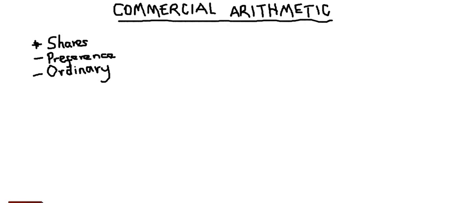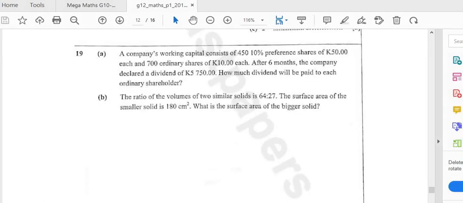So normally the calculation involving shares has to do with how this profit is shared to both preference shareholders and ordinary shareholders. So let's look at an example and just see how this calculation is done. For example, if there's a company that has a working capital of 450 10% preference shares of 50 kwacha each and 700 ordinary shares of 10 kwacha each, then they will declare a profit of 5,750 after 6 months. How much will each ordinary shareholder receive?